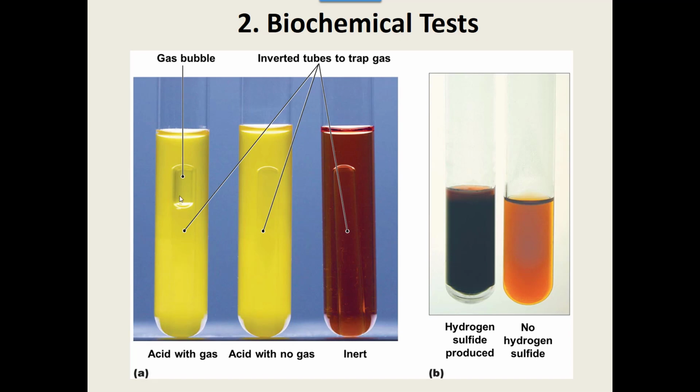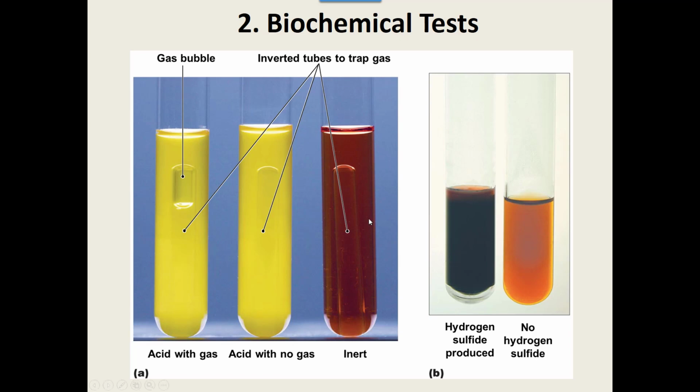And there are lots and lots of biochemical tests that we can run. Again, the basics is, if we give the bacteria a substrate, can it do something with that substrate? And if it can, what does it do with it? And those positive, negative results help us narrow down what type of organism it is.